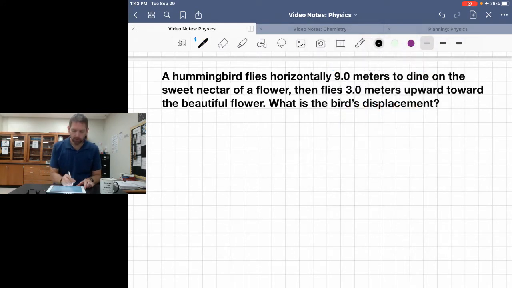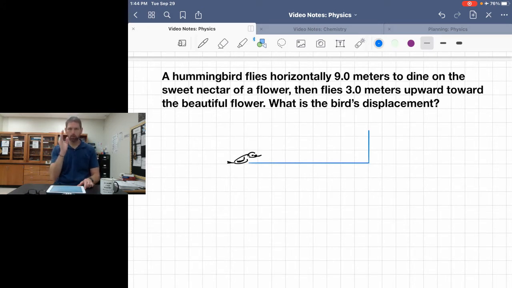I'll draw myself a bird, and I know that we're supposed to draw these things out of their environment, but I want a bird on this. The bird is going to start here at some point. It goes 9 meters, then it goes up 3 meters, and notice I drew that vertical component a fraction of the horizontal. You want to try to draw them kind of to scale if you can. It helps with visualizing what's going on.